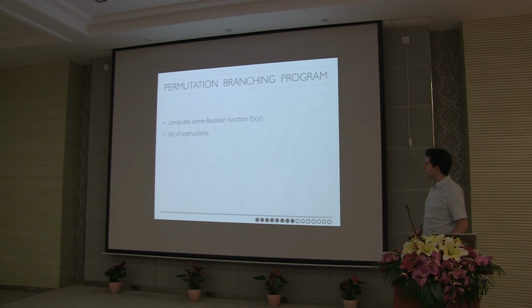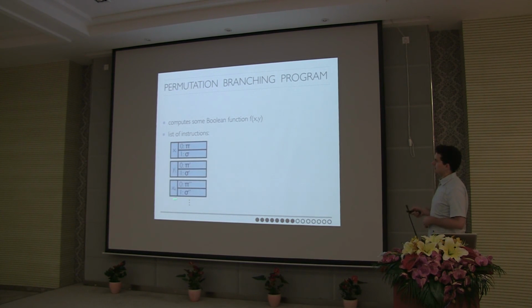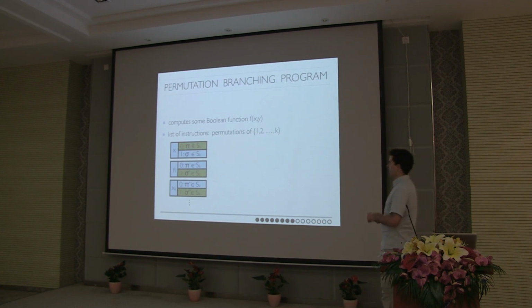And how it works is the following. It consists of a list of instructions. Each instruction is indexed by a bit of the input. So xi is a bit of the input, yj is also a bit of the input, xk is another bit of the input. And for every instruction, there are two possible permutations. So sigma prime and sigma double prime, these are permutations on k elements. They're simply permutations of the elements 1 up to k, so they're elements of the symmetric group Sk.